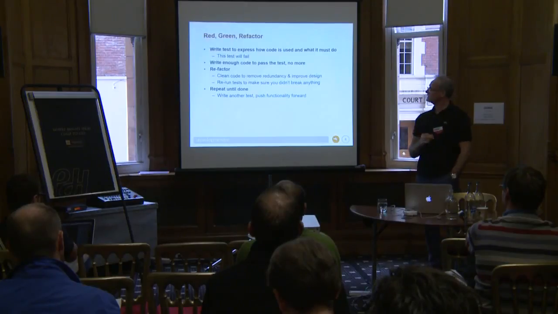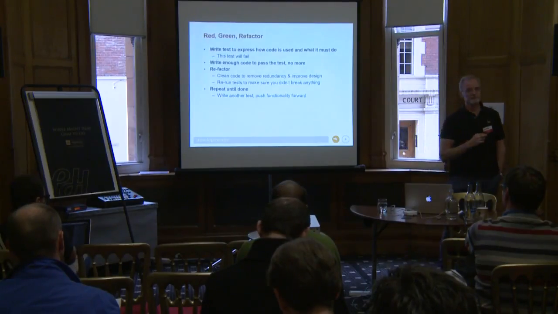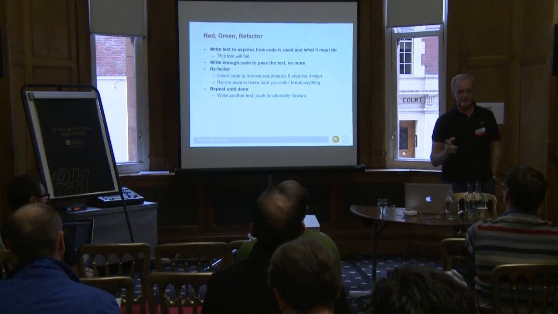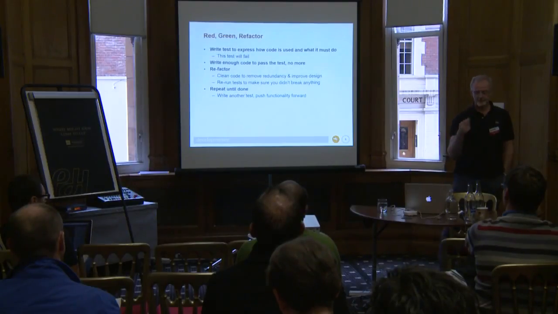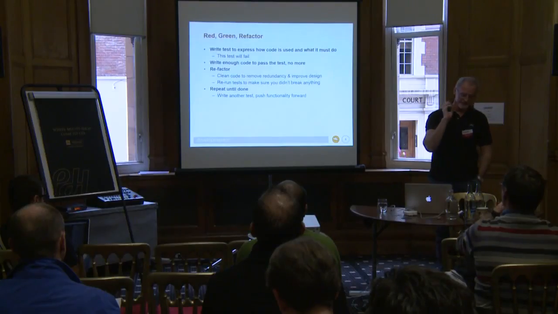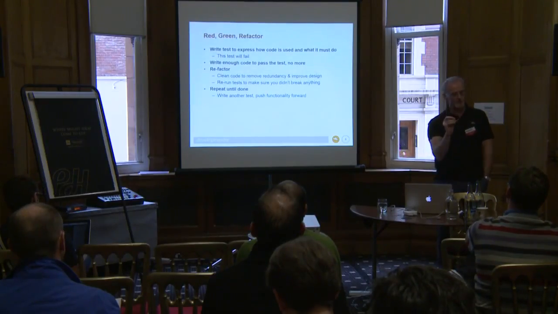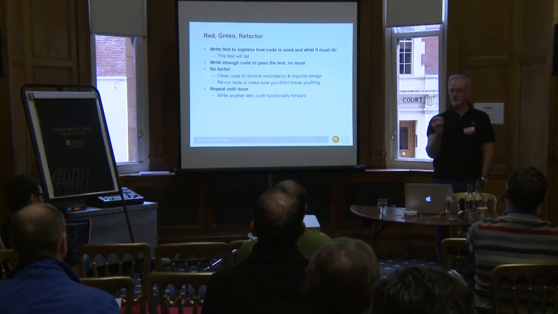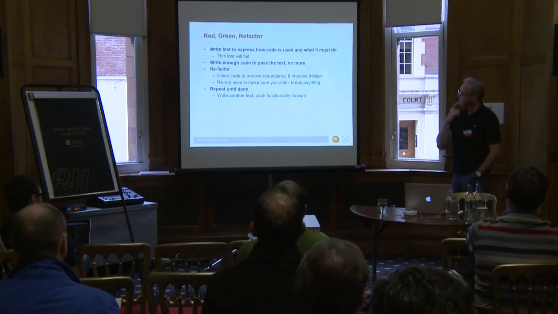Then, write enough code to pass the test. Now, we can get silly with this, as we'll see in a second when we write some code. That doesn't necessarily mean write the smallest amount of code that you can. Be sensible. What it means is don't add two features when you only need one feature to make the test pass. Again, we'll dive into that in a moment.